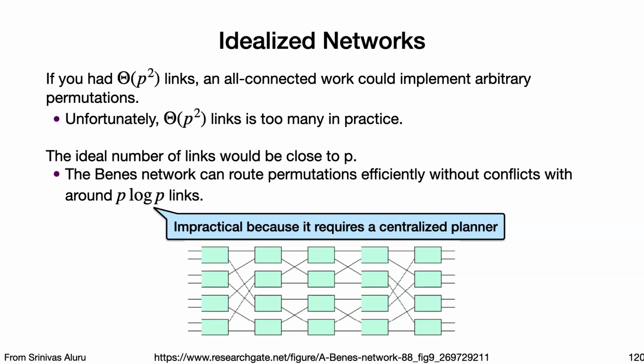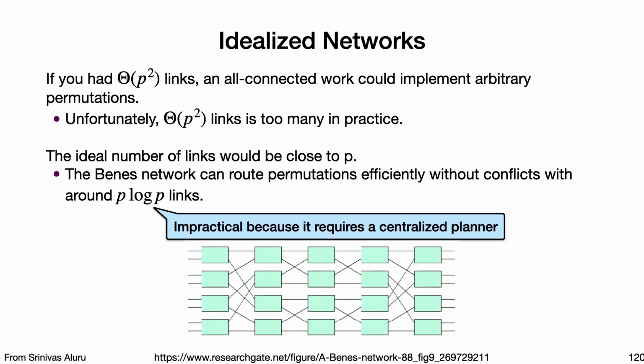And there is a theoretical network called the Spinnis network, where you can realize arbitrary permutations without conflicting with about theta p log p links. However, this is mostly a theoretical thing because it requires a centralized planner to do the routing. And so it is often expensive to run this planning algorithm.